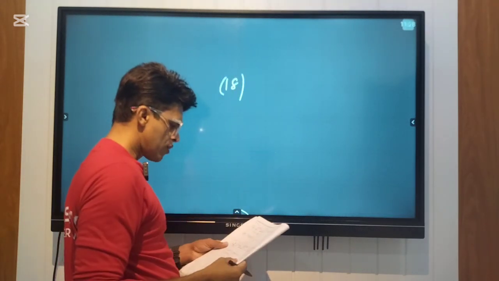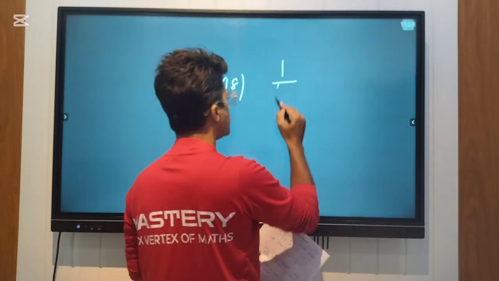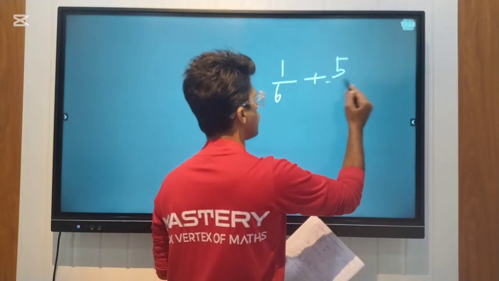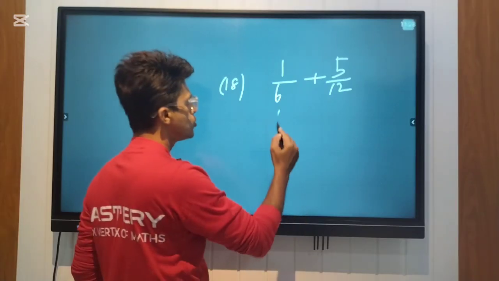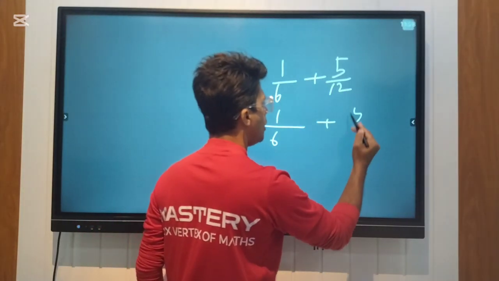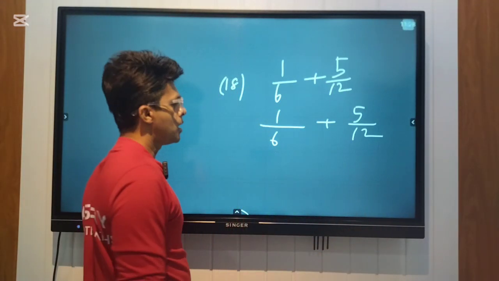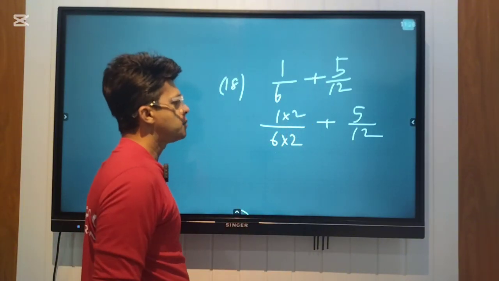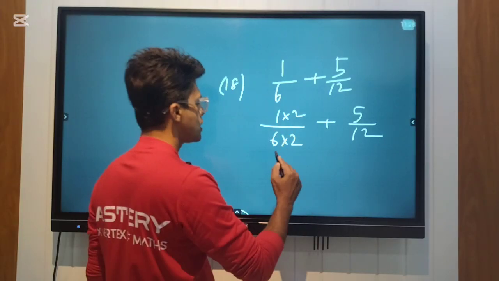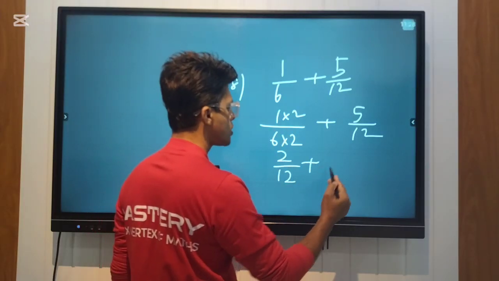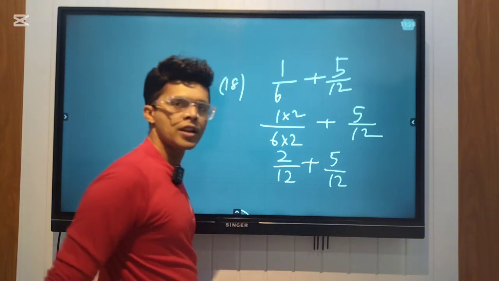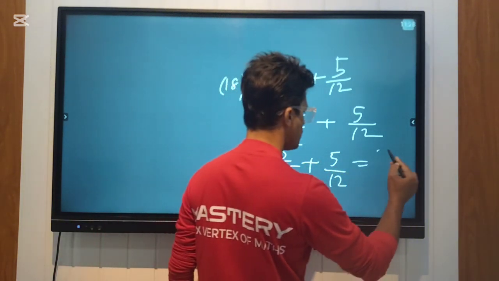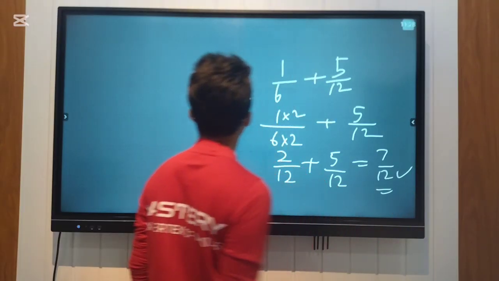So the 18th question is simplify 1/6 plus 5/12. 1/6 plus 5/12. How do you do this? You know, both sides you could multiply by 2. This side by 2, this side by 2. To make an equal denominator. 1 times 2, 6 times 2 is 12. 2/12 plus 5/12. Now here 12, here 12. Therefore, you could add these two numerators, and 2 plus 5 is 7, 7/12. This is the answer. Okay.